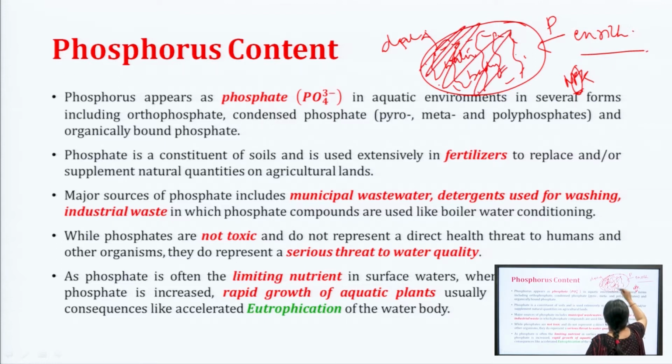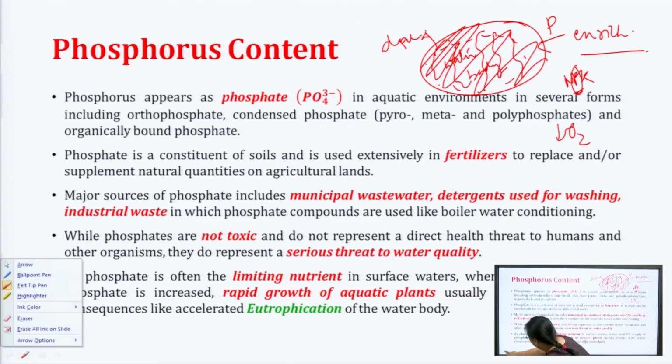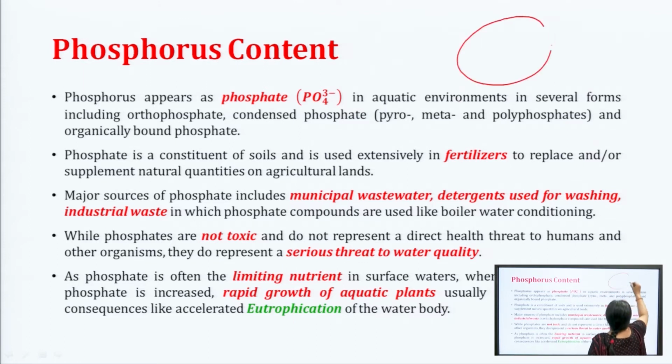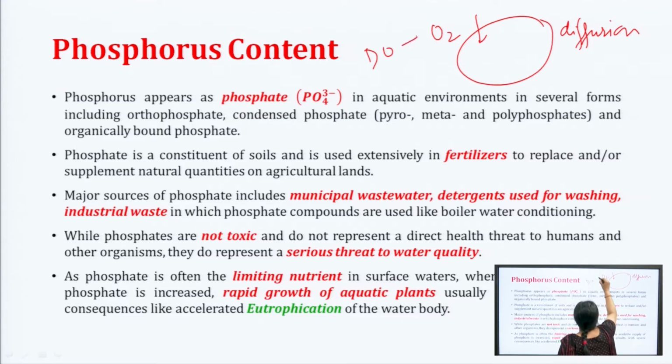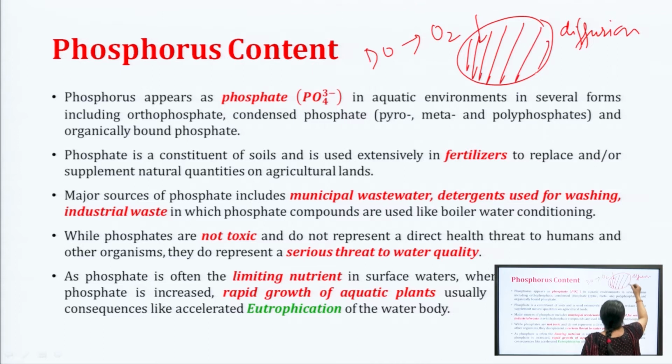Now, what will happen? Before, the water body used to get oxygen from the atmosphere through diffusion. That is how you get DO, dissolved oxygen. Now, this is covered with algae and aquatic plants, so there is no surface for diffusion, or the diffusion surface has decreased. So, the level of DO is going to decrease.